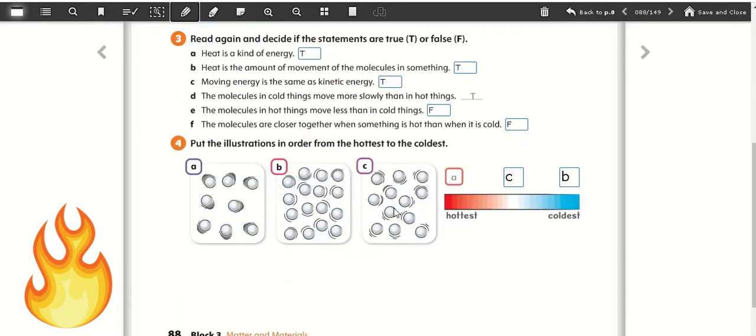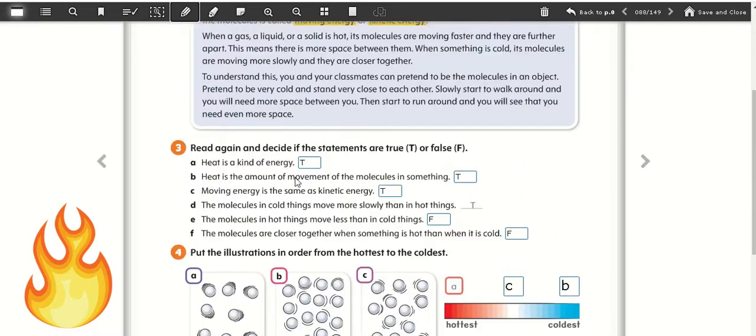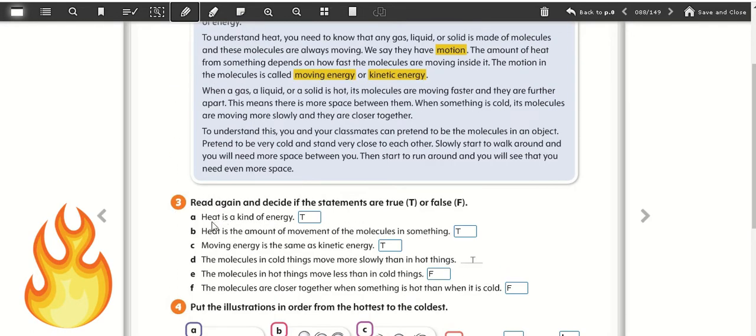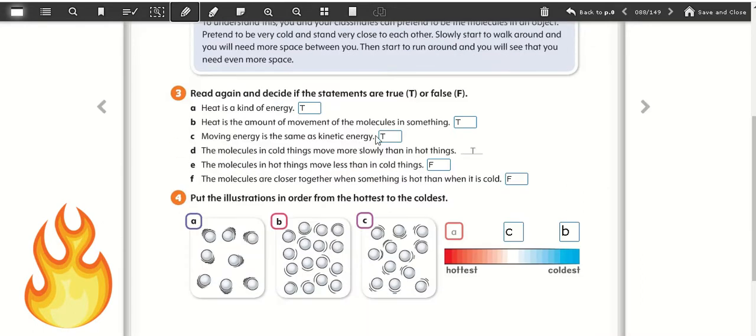Well, remember that every time that we have heat, the molecules move like in the picture A. They are moving faster and they are moving apart. So just for you to remember, heat is a kind of energy and it depends on the movement of the molecules in something. Remember also that heat is a type of kinetic energy.